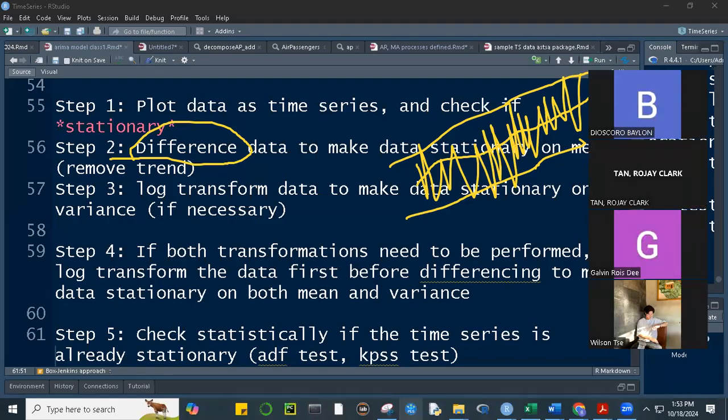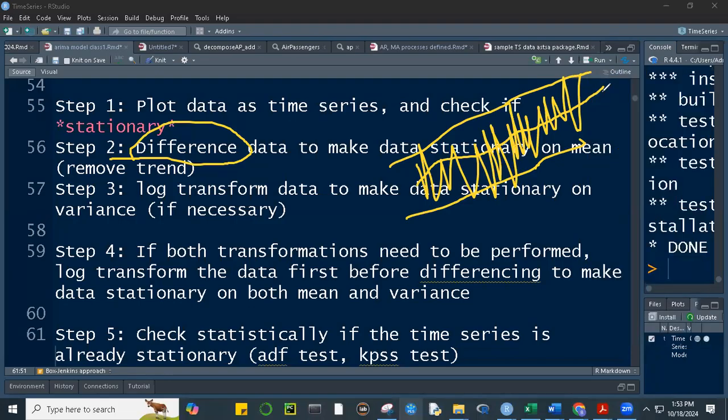If the mean is not constant, which means there's a trend, you can difference. And when you difference, you're now using a different time series. So you model that, and then you predict. What will happen is that you will have to revert back. You will have to integrate it back to the original data, so that you get the real forecasted values. I hope you get what I mean, class.